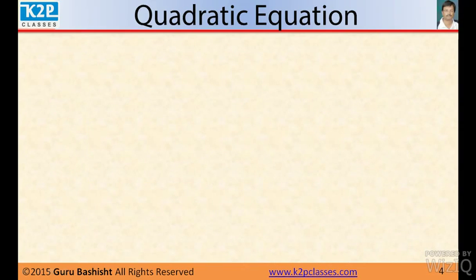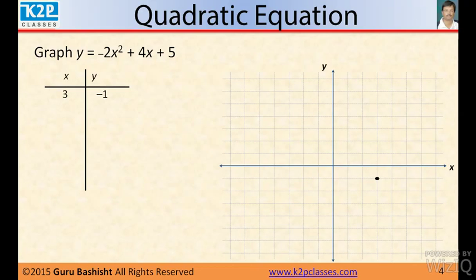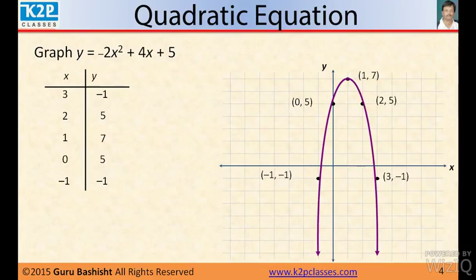Let us take another example. This time take y equal to minus 2x square plus 4x plus 5. We just make the graph here. This time the parabola is downward. So it cuts the x-axis at these 2 points. So these two x values where the curve is cutting the x-axis are the roots of the quadratic equation.